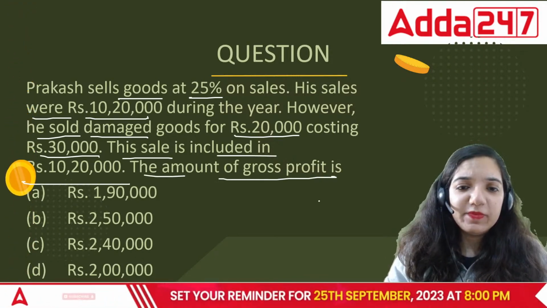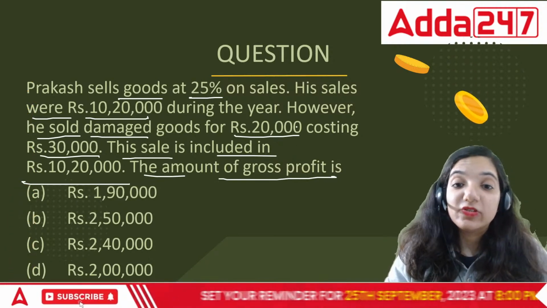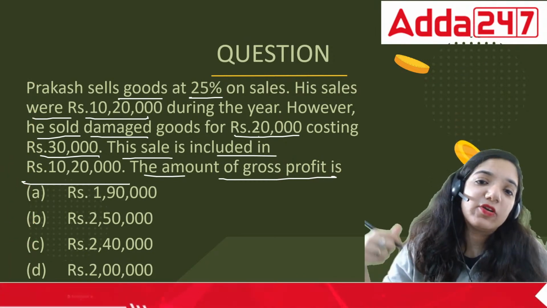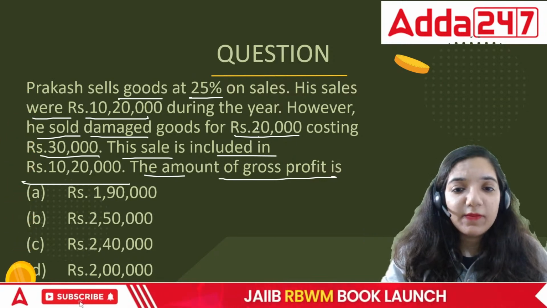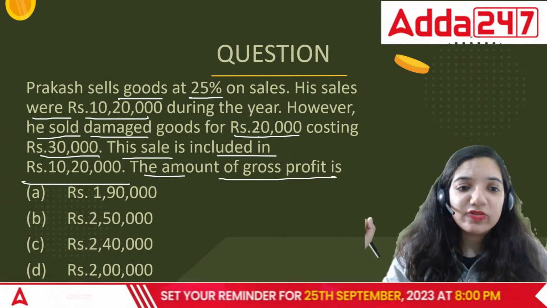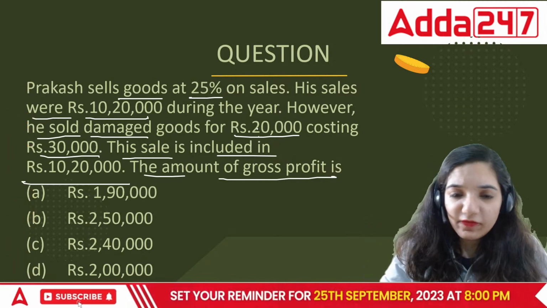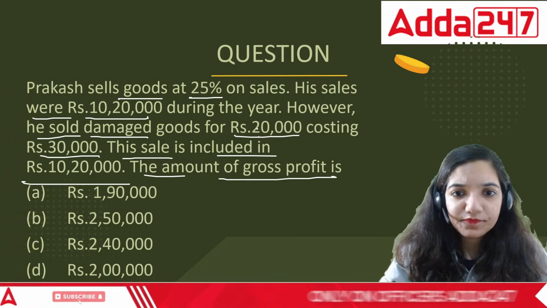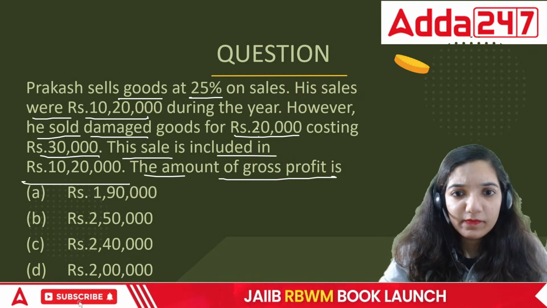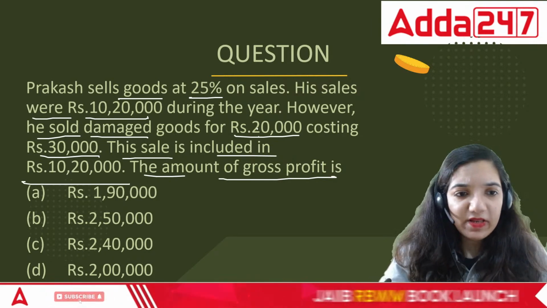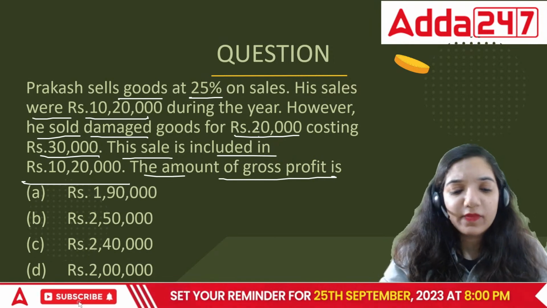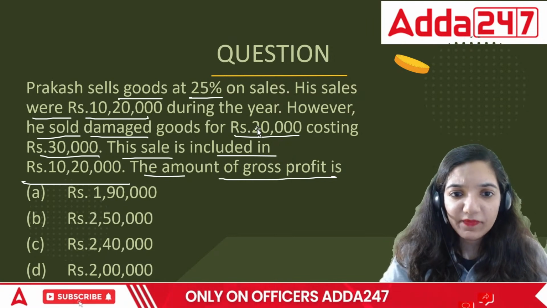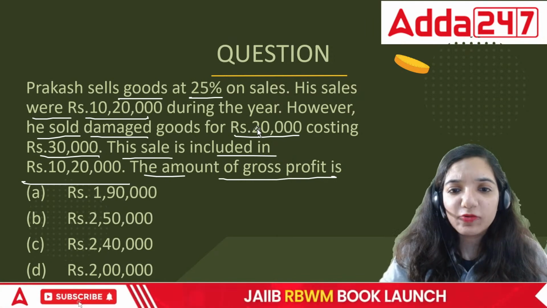First of all, they want us to find out the GP. However, now the point arises: he sold damaged goods of rupees 20,000 costing 30,000. So overall, we made a loss of 10,000. If we remove that 10,000, we'll be left with 10,10,000. Basically, this is a particular case where there were some damaged goods, and we have recorded them, and we want to find out what is the value of GP.